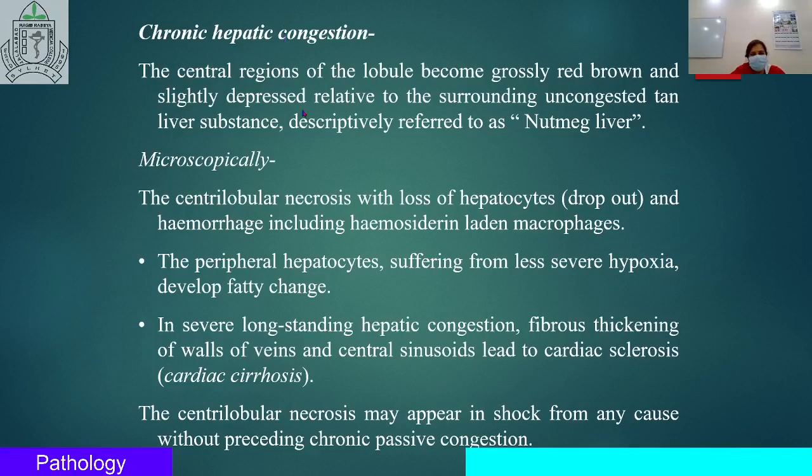In the chronic case, the central region becomes depressed and surrounded by uncongested liver substance, giving rise to nutmeg liver. What is cardiac cirrhosis? When, in a long-standing case, there is fibrous thickening of these vessels, the central vein and sinusoids, this thickening is known as cardiac sclerosis. Though it occurs in hepatic congestion, it is known as cardiac sclerosis.